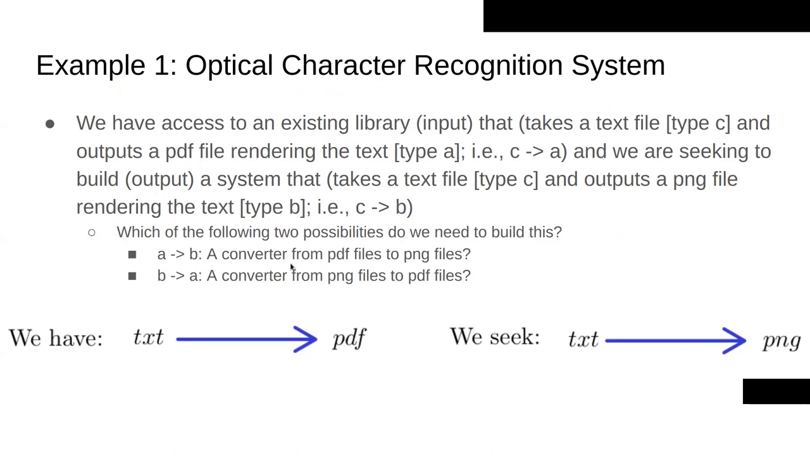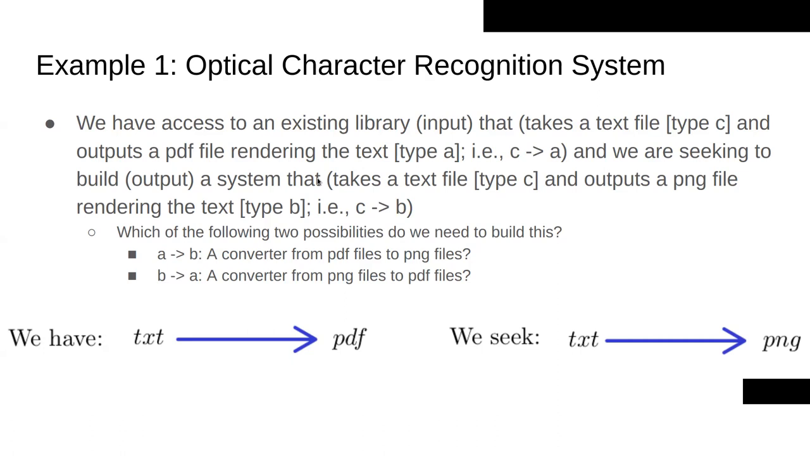Okay, here's another example. Suppose we have access to an existing library that takes as input a text file and outputs a PDF file rendering the text, okay? So it takes in a text file and puts out a PDF file. And we're seeking to build a software system that takes in a text file, same source, and outputs a PNG file instead of a PDF file.